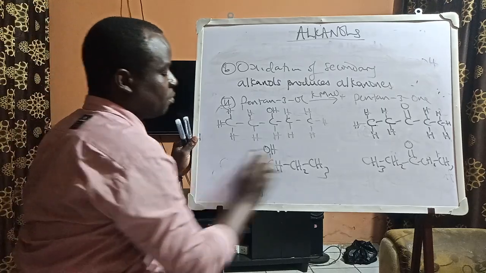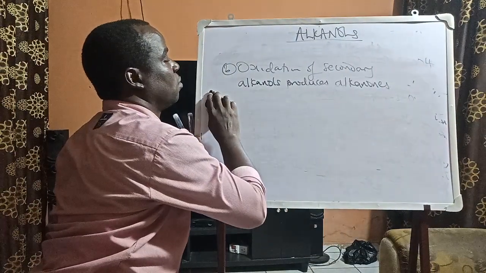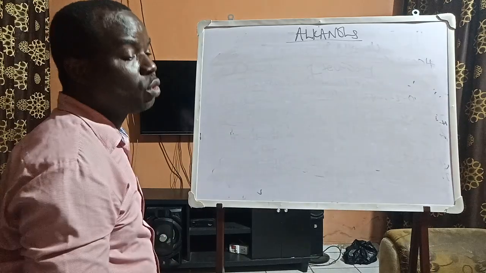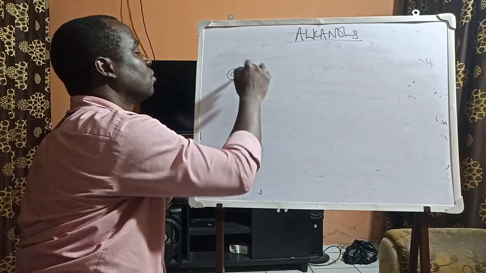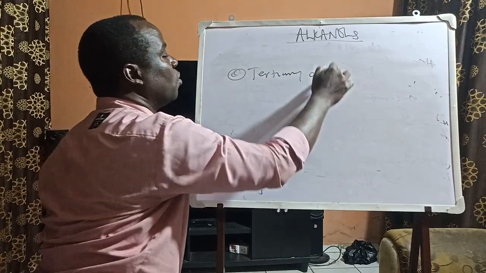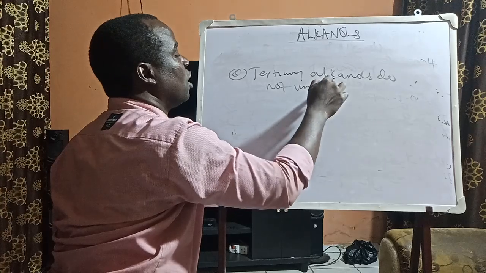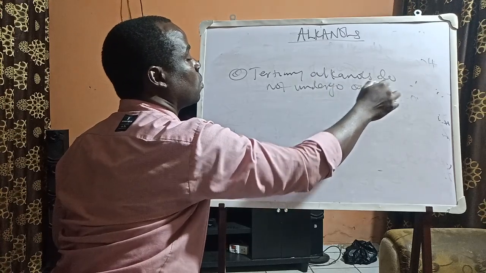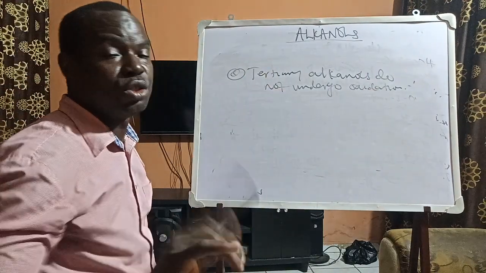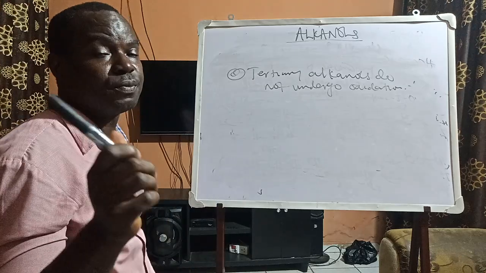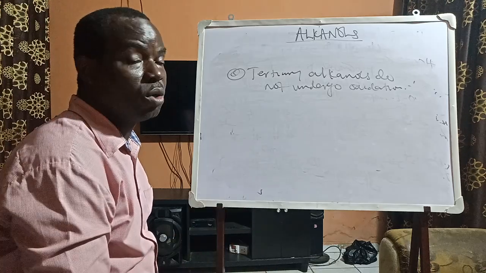Now, you can also try some in your textbooks. Then finally, tertiary alkanols do not undergo oxidation. Tertiary alkanols do not what? Undergo oxidation. How do you know a tertiary alkanol? I explained it in the last video. So please, I believe you listened to it very well. So they don't undergo oxidation.